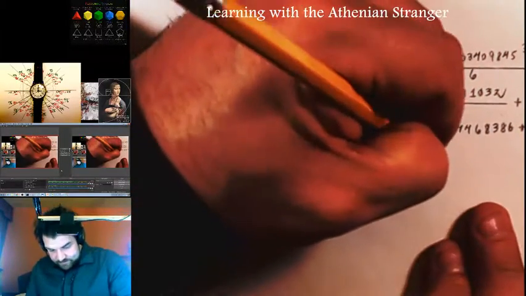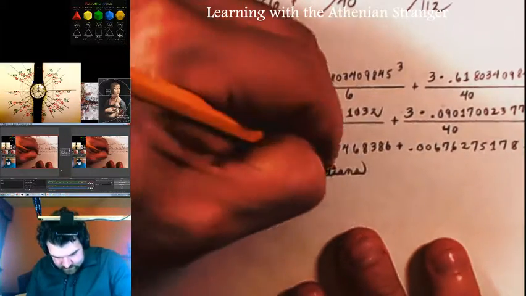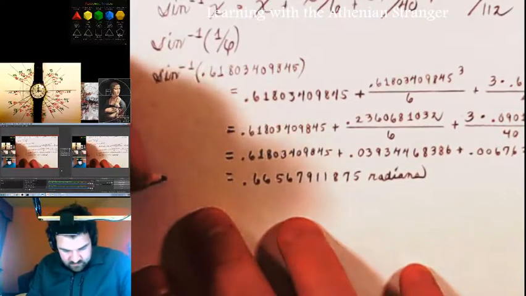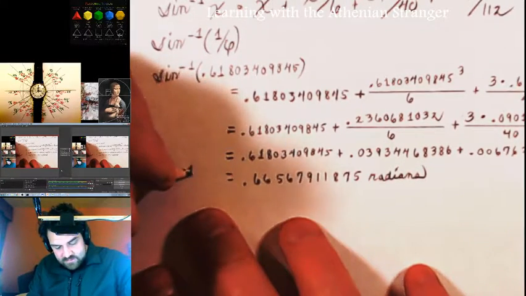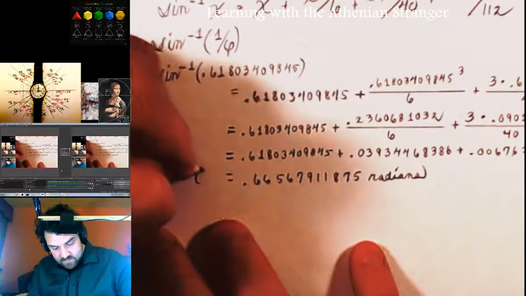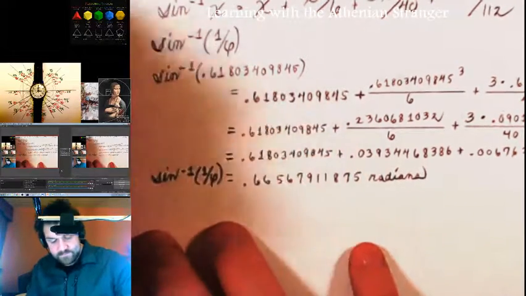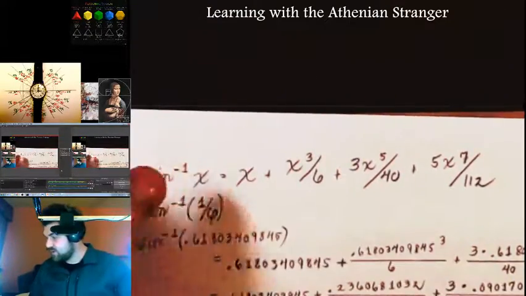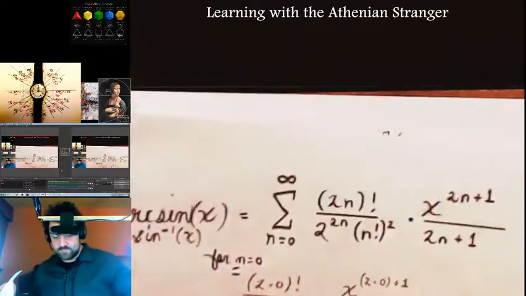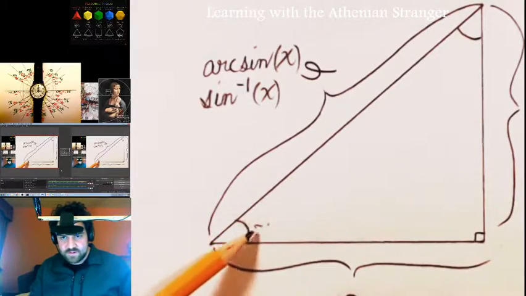Okay, now let's just see where we got. This is radians. So this is the arcsine, or inverse sine, of 1 over phi, equals that. That's remarkable. So we used the Taylor series. We did all this stuff. Look how far we've come. And now, if I convert those radians into degrees, I'm going to find this angle right here.